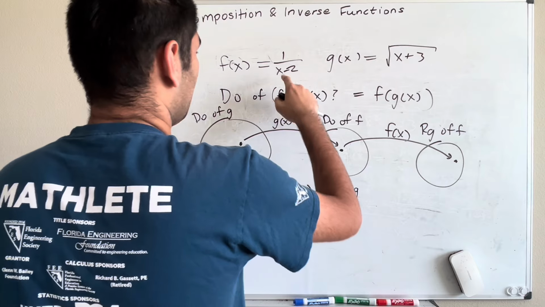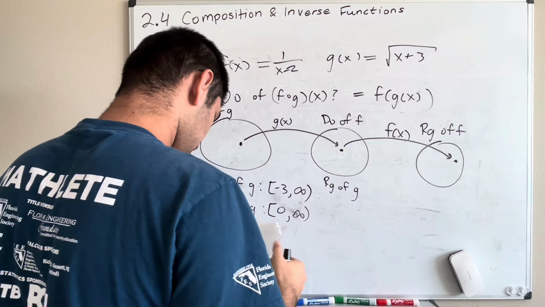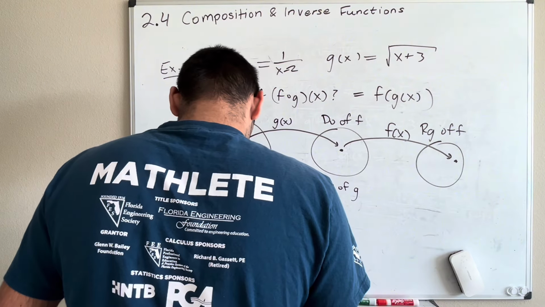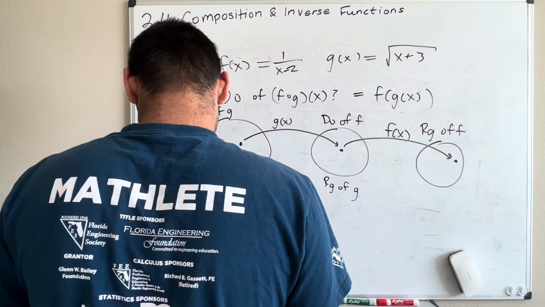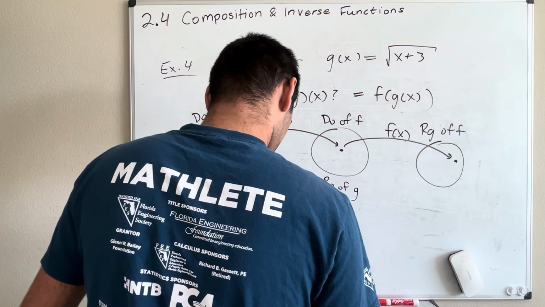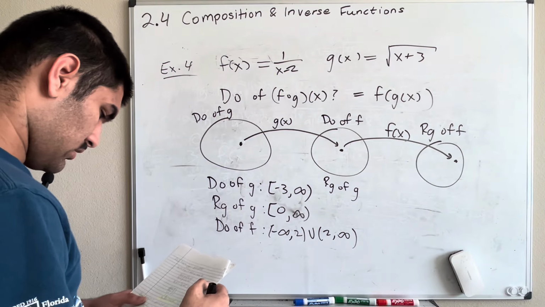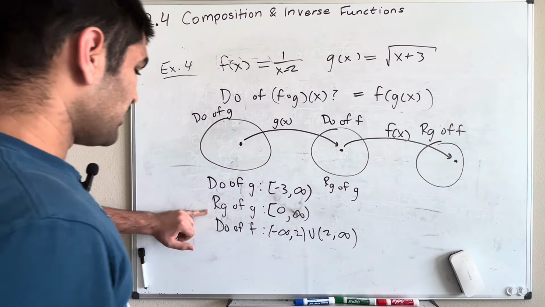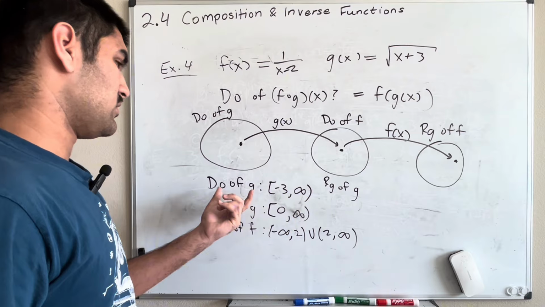So the domain of f: x minus 2 just can't be 0. So that means that x can't be 2. So you can go from negative infinity to 2 not included, union 2 to infinity. That's the domain of f. So we want the range of g and the domain of f to be the same in order for us to be able to find the domain of the composition.